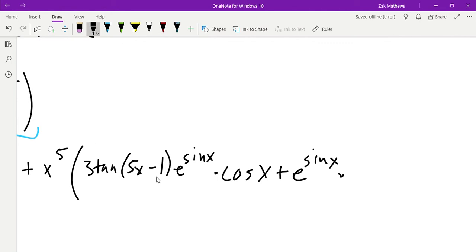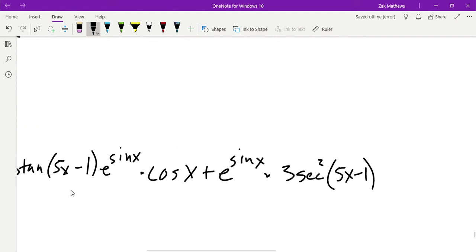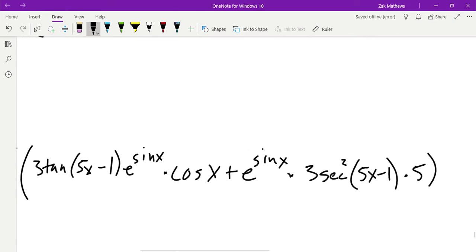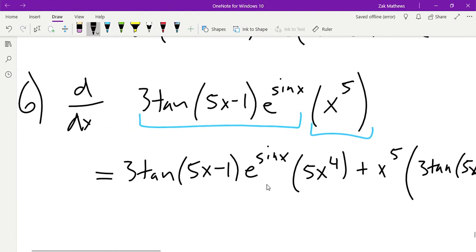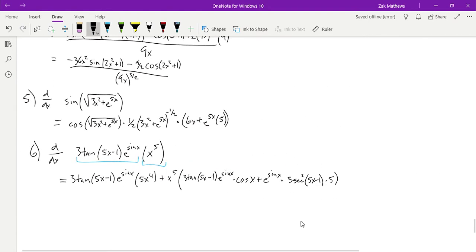Remember, the first is the 3 tangent of 5x minus 1. So we'll have 3 times the derivative of tangent, which is secant squared of the 5x minus 1. But then I also have to multiply that by the derivative of the inner function, which is 5. And so there we have it. We can see that this derivative of the first 2 products is significantly longer than when we did the first. But that whole thing would be our entire answer.